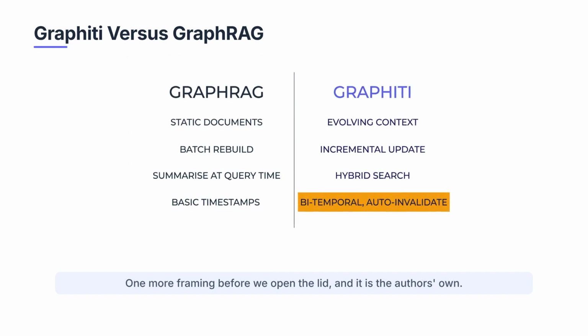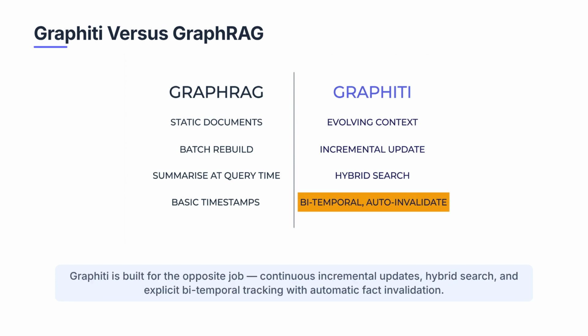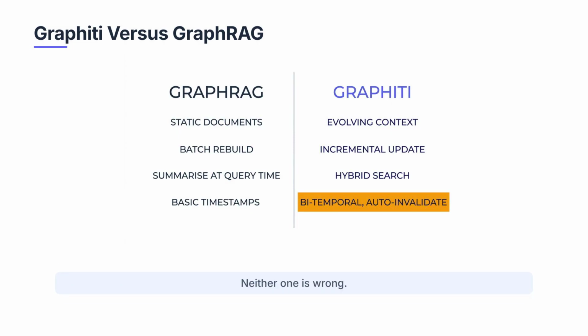One more framing before we open the lid, and it is the author's own. Microsoft's GraphRAG from the first course is built for static document summarization. Batch processing, community summaries, sequential summarization at query time, basic timestamps. Graphiti is built for the opposite job: continuous incremental updates, hybrid search, and explicit bitemporal tracking with automatic fact invalidation. Neither one is wrong. They answer different questions. If your corpus never moves, you genuinely do not need any of this.